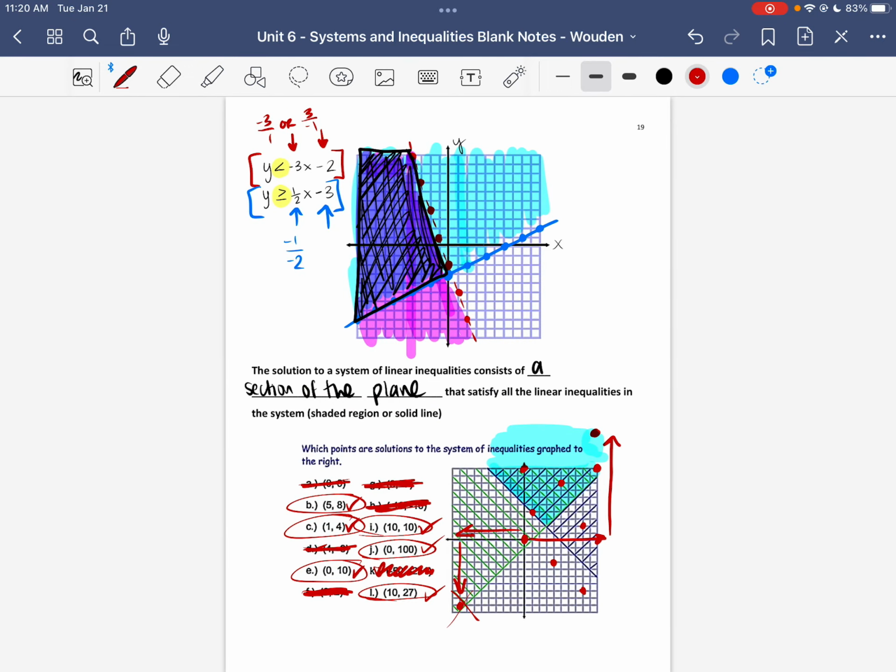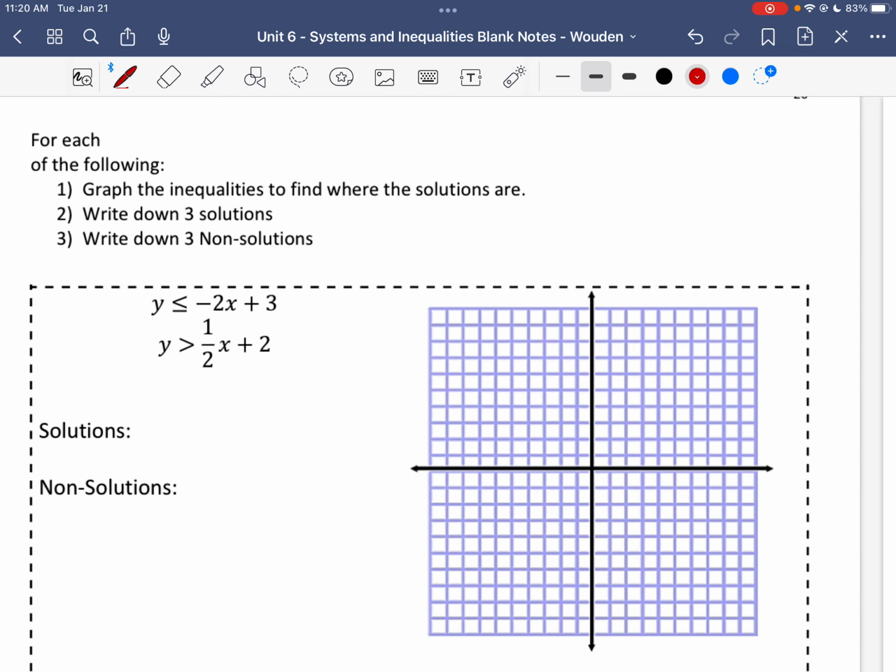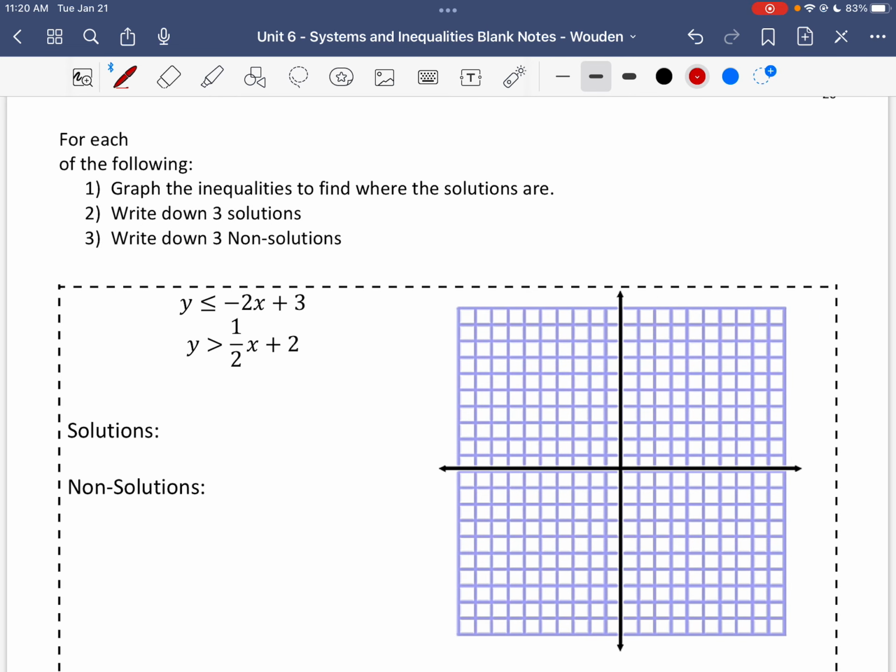Okay, let's turn the page to page 20. For each of the following, we are going to graph the inequalities to find where the solutions are, write down 3 solutions, and write down 3 non-solutions. Okay, let's do this first one in red. y is less than or equal to -2x plus 3. We automatically know that this is going to be a solid line because it's less than or equal to.